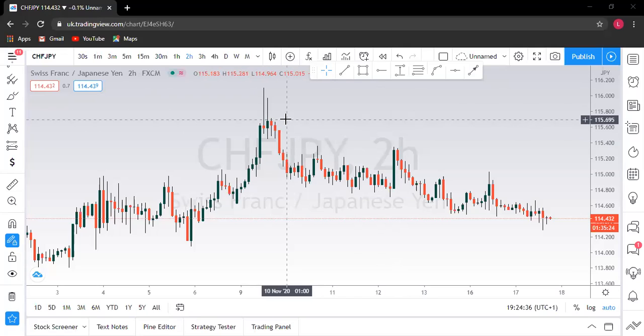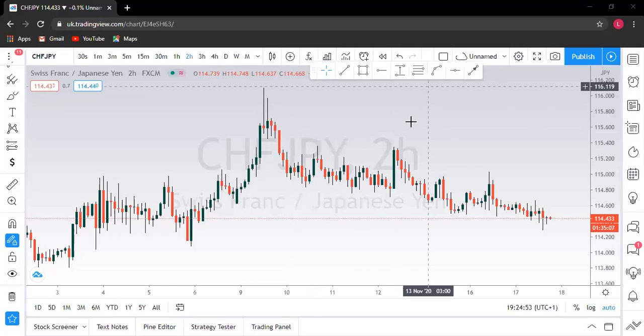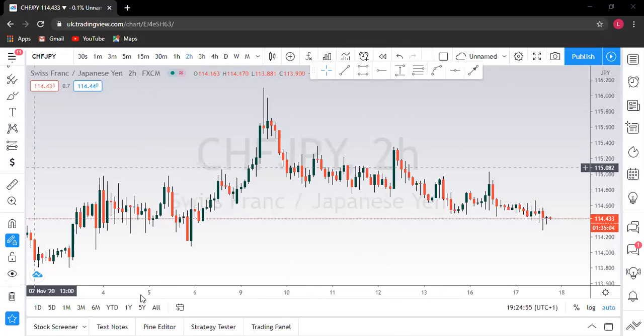Just on the aspect of multi-time frame analysis, that is what we're going to be doing right now. We'll be analyzing CHF JPY. As you know, multi-time frame analysis involves starting your analysis from a higher time frame and going to a lower time frame. You understand?